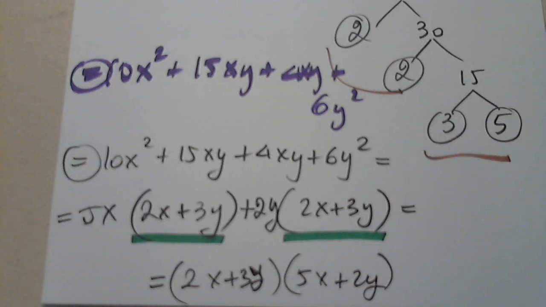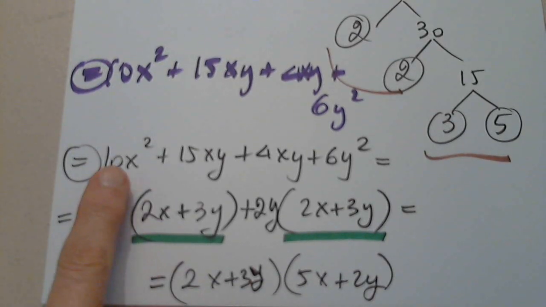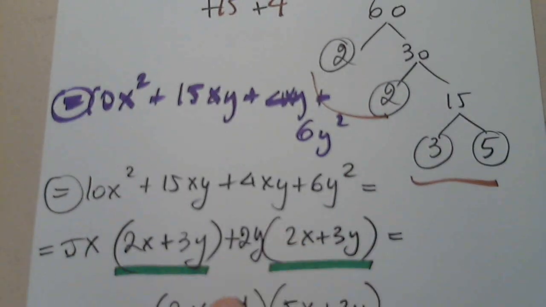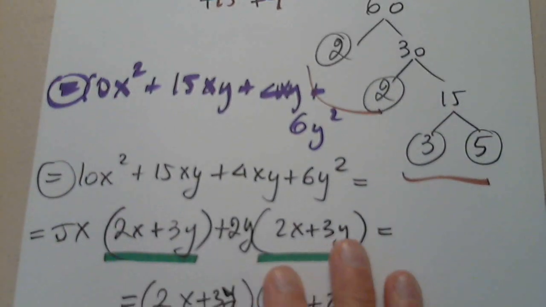That's it. Always take a moment. It takes 5 seconds, please. 2x times 5x, 10x squared. 2x times 2y, so 4xy plus 15xy, 19xy. And then 3y times 2y, indeed 6y squared.